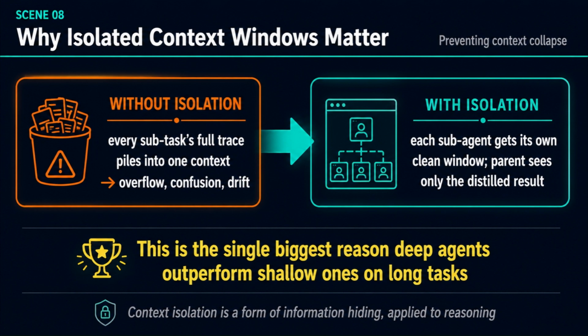This is conceptually identical to information hiding in software engineering. A well-designed function exposes a clean interface and hides its internal implementation details from its caller, and a subagent does exactly the same thing for reasoning rather than code. The parent doesn't need to know how the research was conducted, only what was found, and that boundary is what keeps the orchestrating agent's context clean indefinitely.